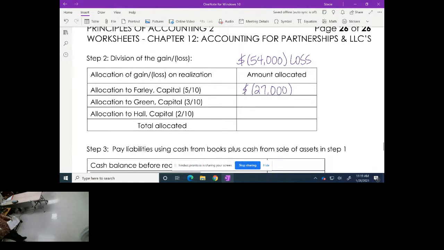What about Green? 16. Green is going to get 16 too, and Hall is going to get the rest of it, which is 10,008. You should be able to add these up and come up with 54. Is that making sense to y'all? Okay.